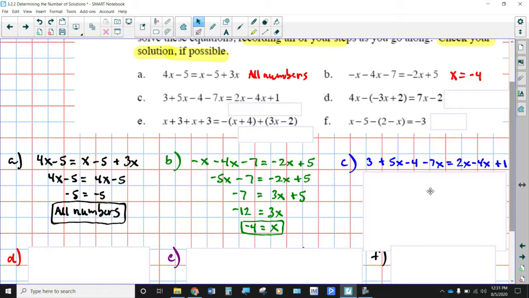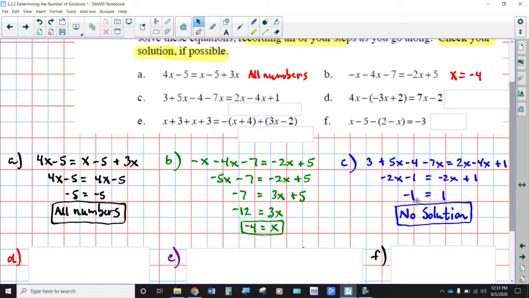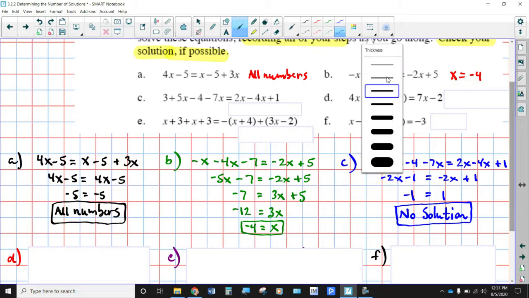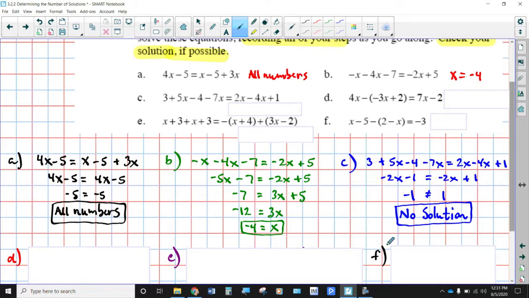For problem C, copy down the problem, then combine like terms. It looks like I've got 5 x's and negative 7 x's, which make negative 2 x's, and 3 and negative 4 make negative 1. And here, you end up with negative 2 x's plus 1. Well, after adding 2 x's to each side, you end up with a statement that's not even true. Negative 1 doesn't equal positive 1. So I'm going to put a little slash in there saying, no, that does not work. There's no solution for this particular one, and I'm not going to check it because I don't expect anything to work. Okay?